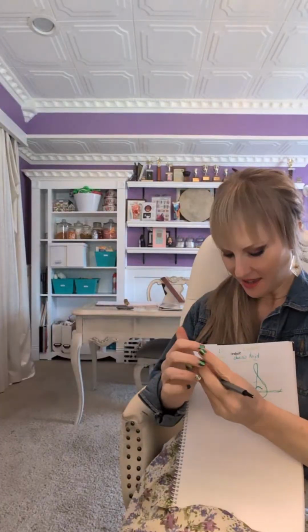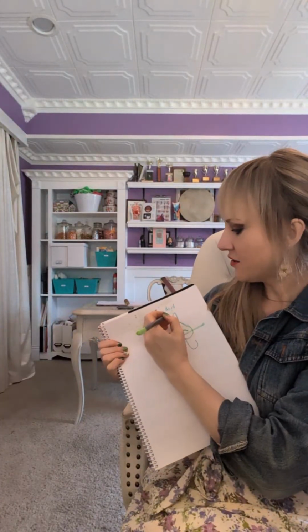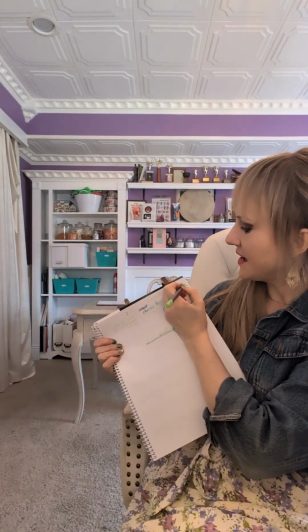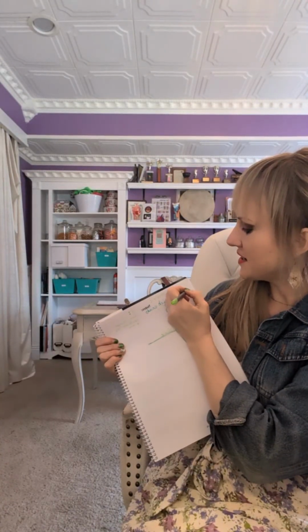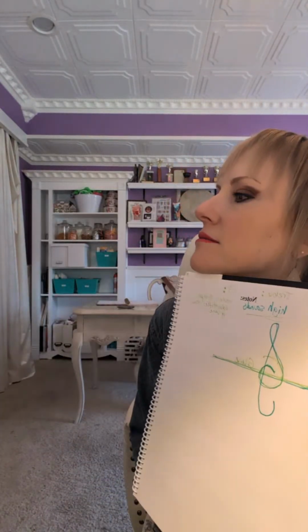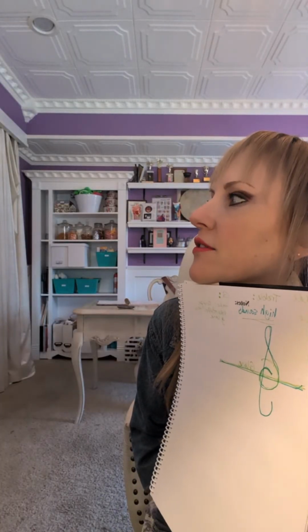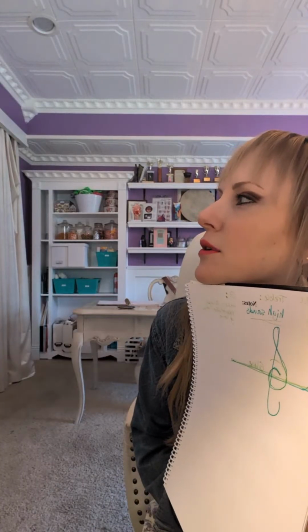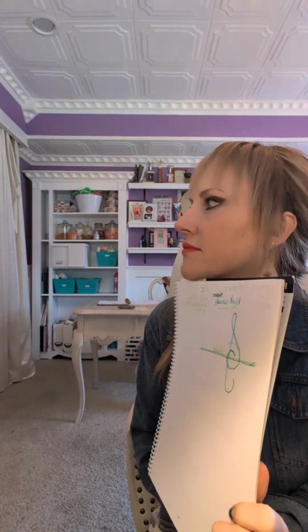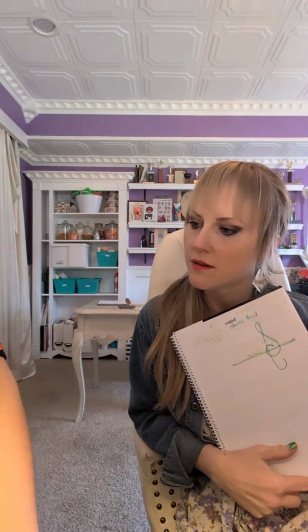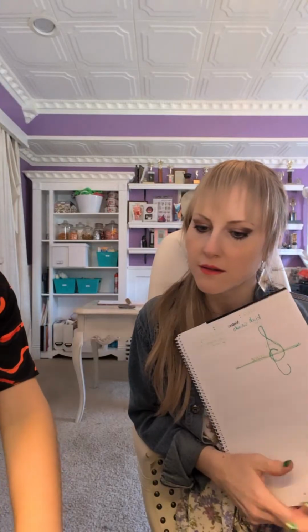So the treble clef includes middle C and above. Do you remember which C is middle C on the piano? Is it C1, C2, C3, C4, C5, C6, C7, or C8? Which one is middle C? And what number is that? 4. Good, C4.